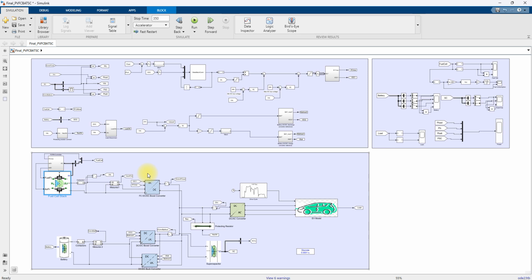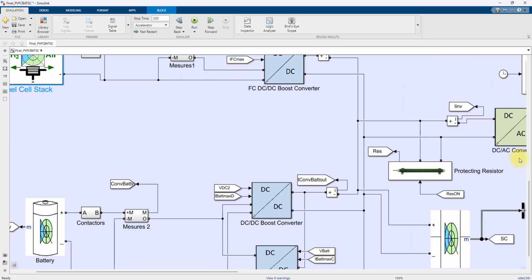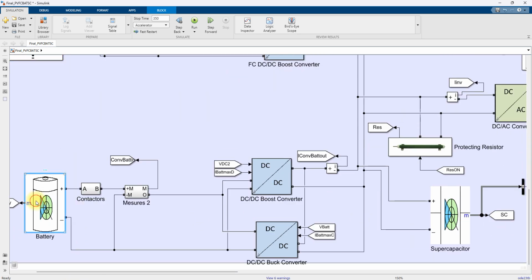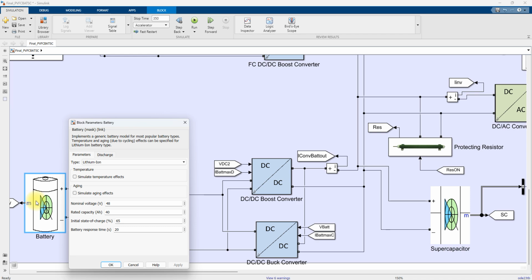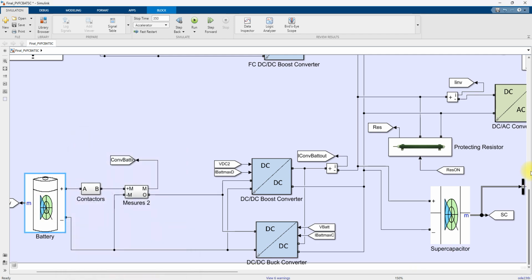Next we have battery. Here you can see that battery is 48 volt and 40 Ah. Here we are using lithium ion battery, and here we have two converters, boost and buck converter. Why is a boost and buck converter required? Because it will be operating in both directions.